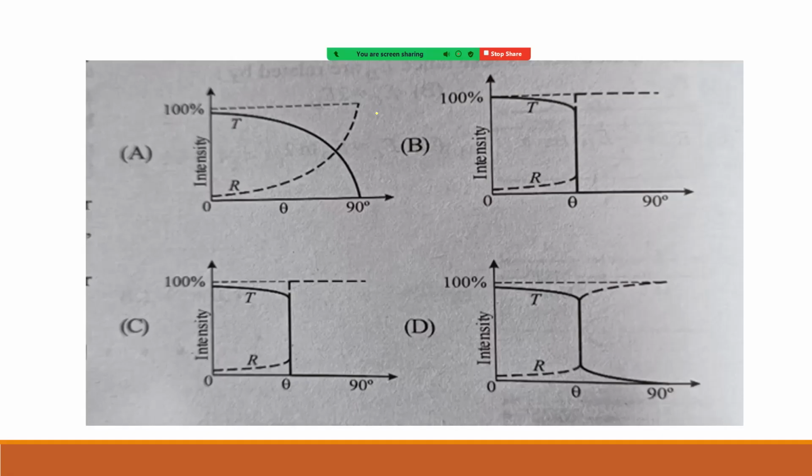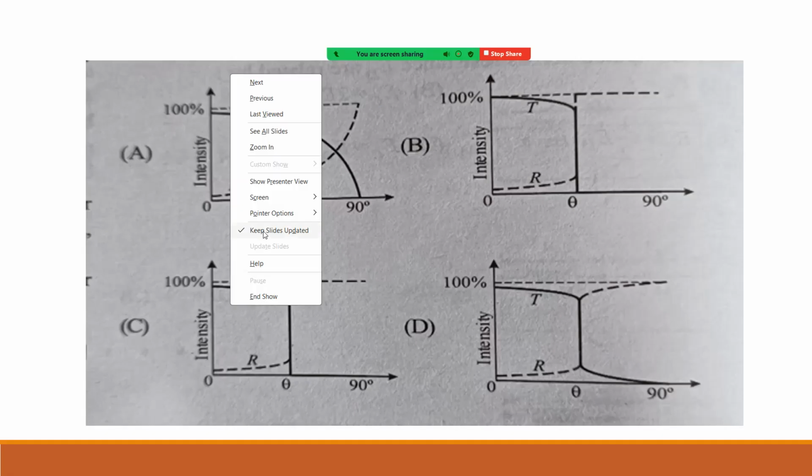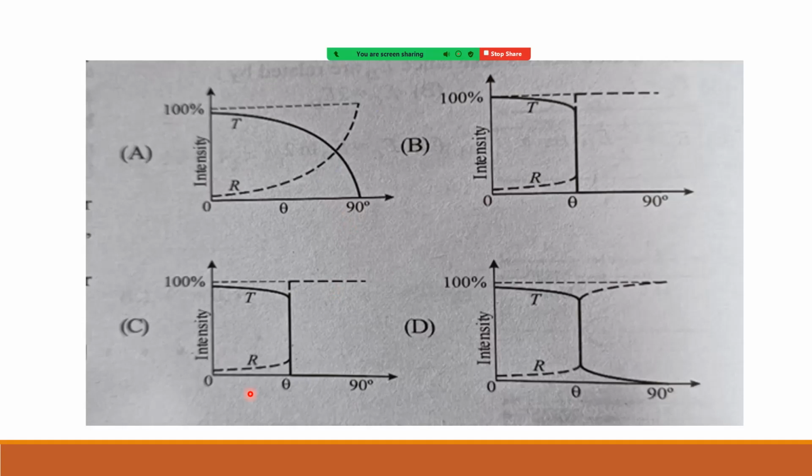If you observe in the graphs, that is matching now in option C. Transmission is slightly less than 100, reflection slightly greater than zero, sum equal to 100. This is correct. Coming to here, initially transmission is 100%, that's why this is not correct. So only option C.